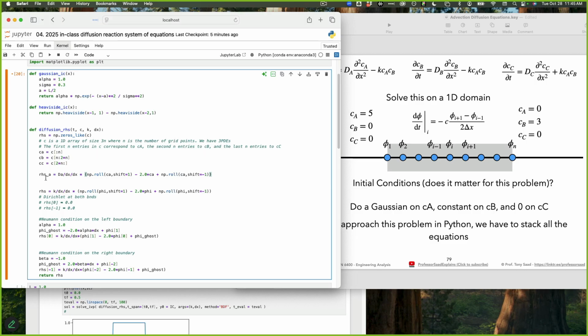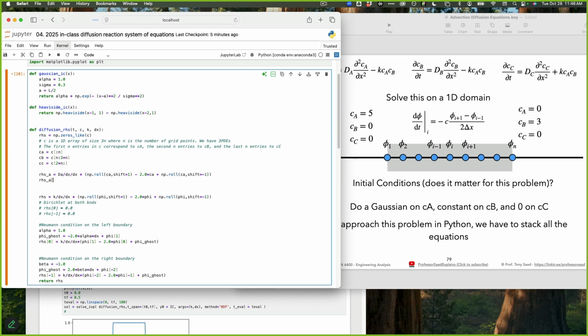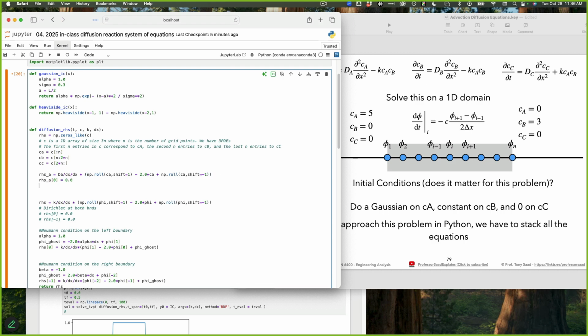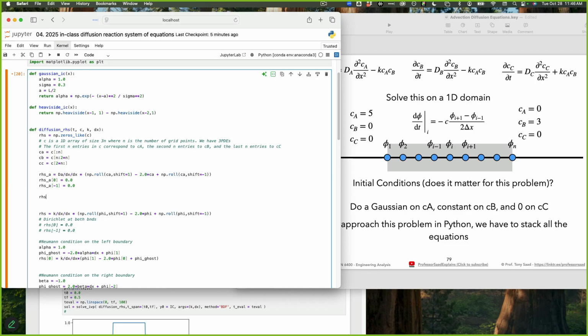So this is saying the right-hand side for the A equation is CA at I minus 1 minus 2CA at I plus CA at I plus 1. Okay? And then the right-hand side of A at 0 is 0, so that's Dirichlet, and the right-hand side of A at the last point is 0.0. Now, next we do B and then C, right?